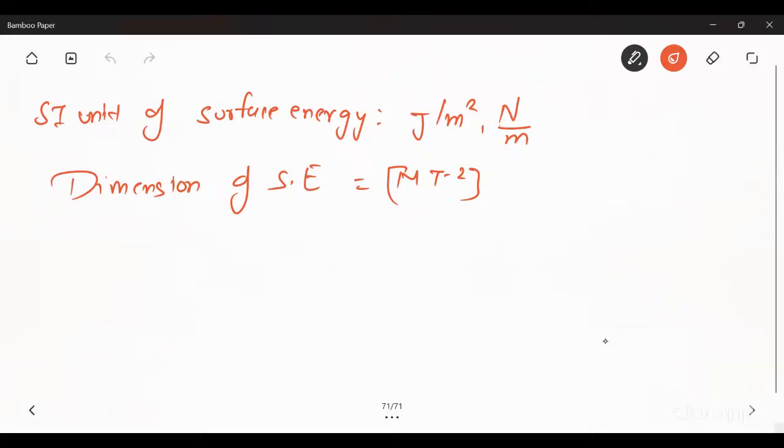In the next class, we will discuss the pressure inside a soap bubble, the pressure inside a liquid drop, the difference in pressure, and the height of the meniscus.